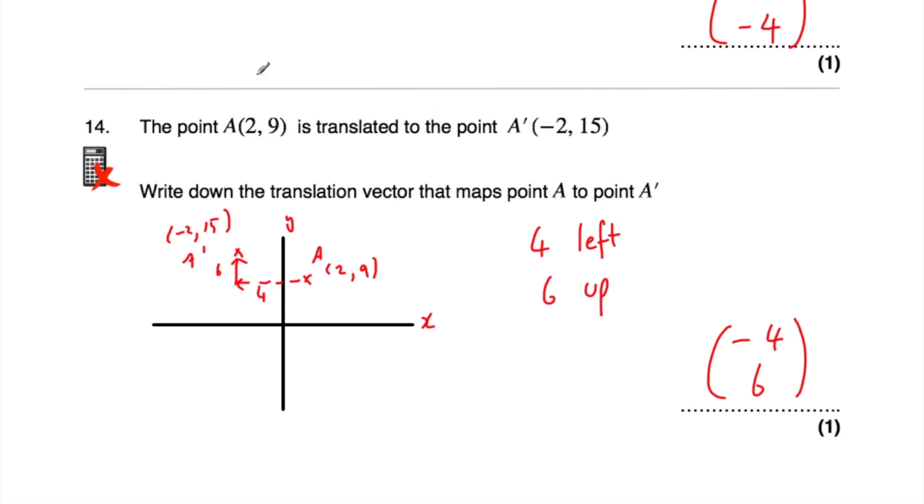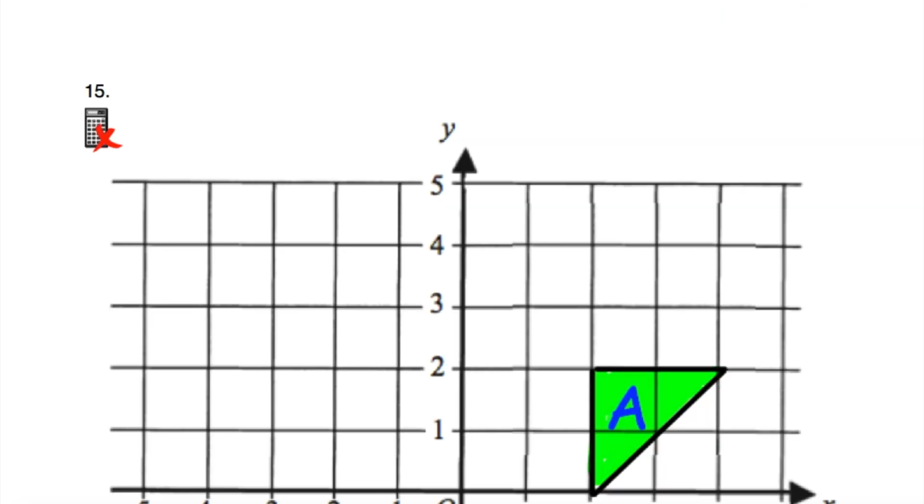And in this question, I probably would have done that by just looking at it and saying, well, to move from 2 to -2, we'd move 4 squares to the left, and then to move from 9 up to 15, we would move 6 up, so it'd be -4, 6, because it's 4 left and 6 up, and that's it. Okay, let's look at our next question, question number 15.